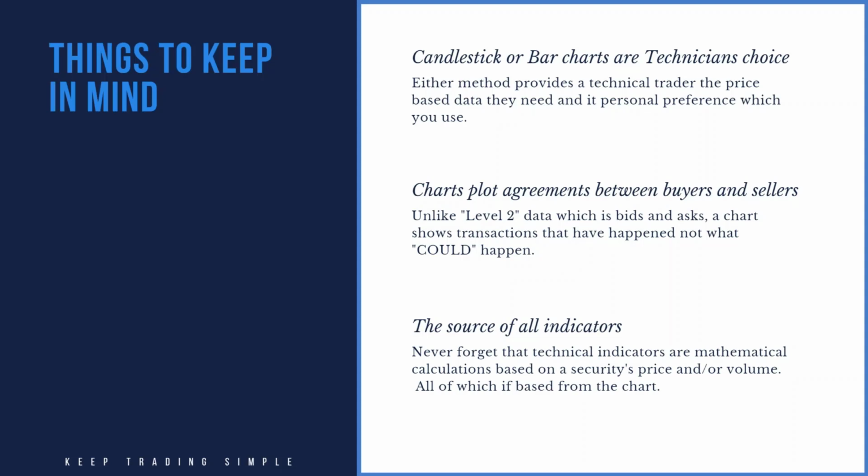Now, this point number 2 is extremely important. Charts plot agreements between buyers and sellers. Recorded transactions. A lot of brokers out there and different platforms and advanced people like these super secret data, they'll like to sell you or tell you that we have level 2 data, and that shows you all the bids and asks of everybody that wants to get into a chart.